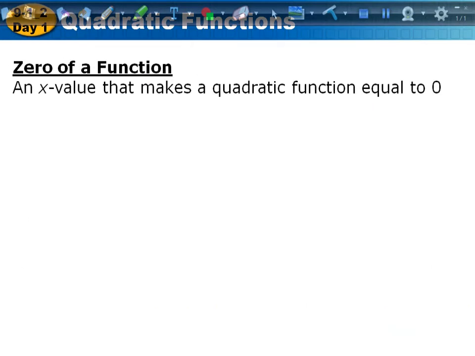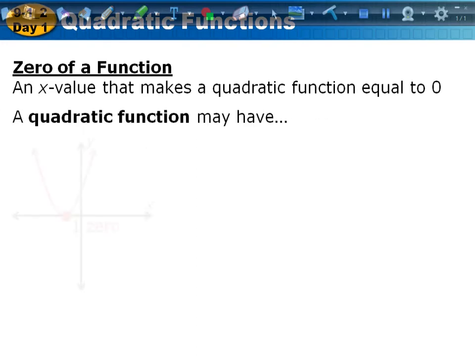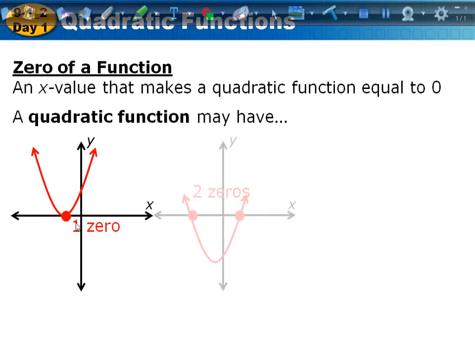A zero of a function is an x value that makes a quadratic function equal to 0. That's why we call them zeros, because whenever I plug them in to my function, I get 0. A quadratic function may have 1 zero, meaning that it crosses the x-axis in one place, like this one. It can have 2 zeros, meaning that it crosses the x-axis in 2 places, like this one.